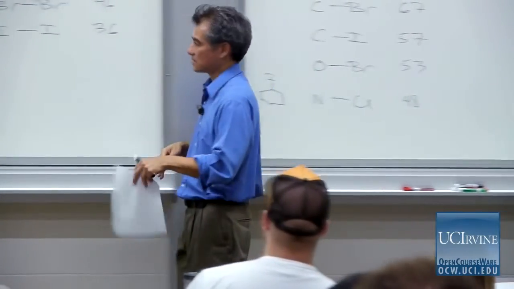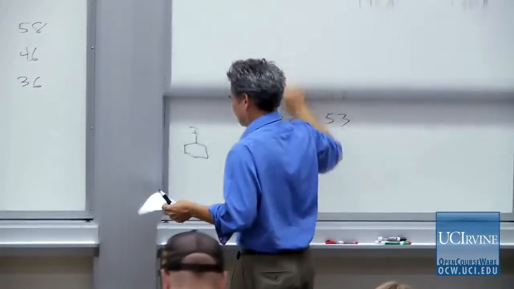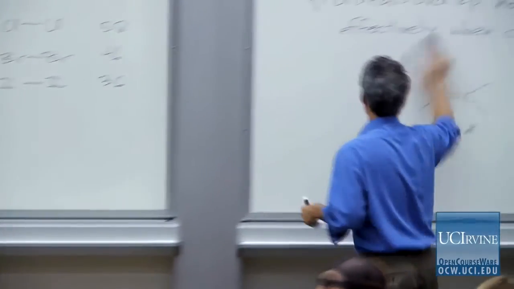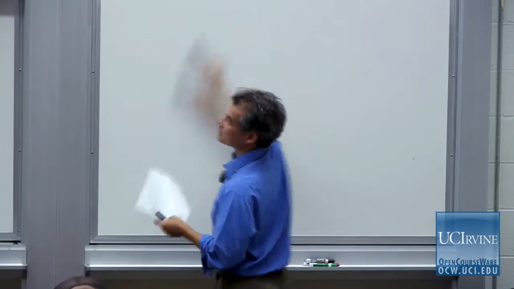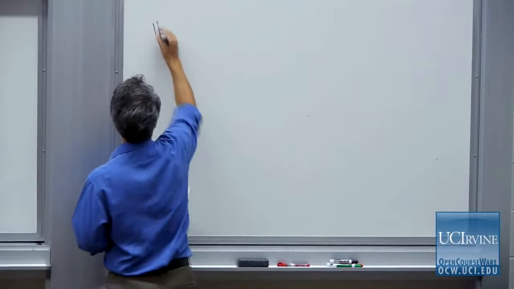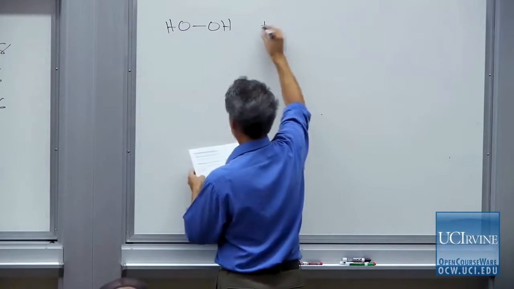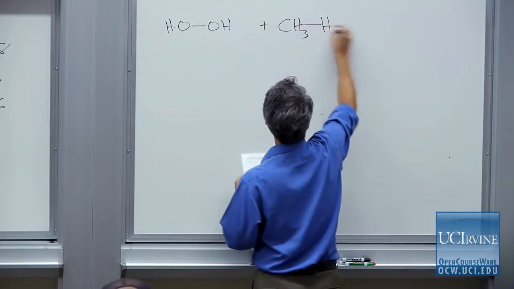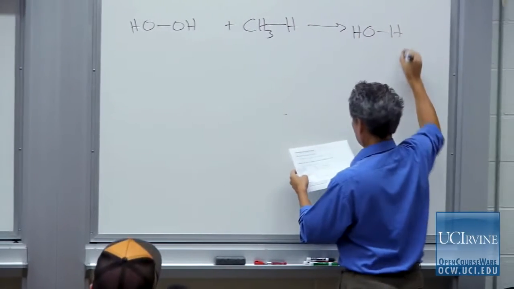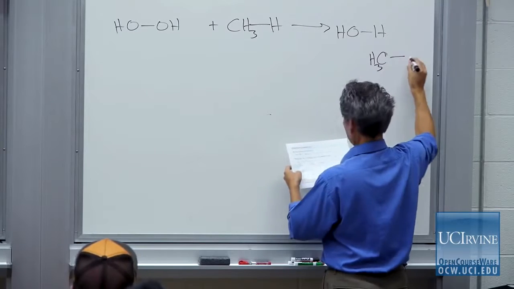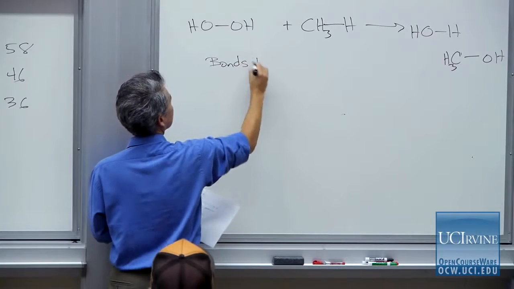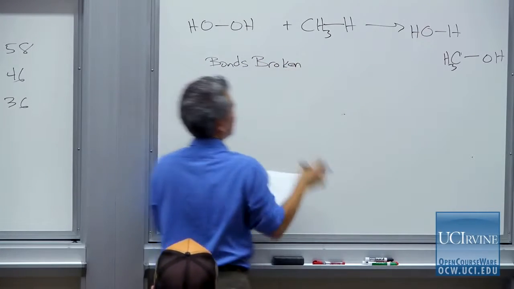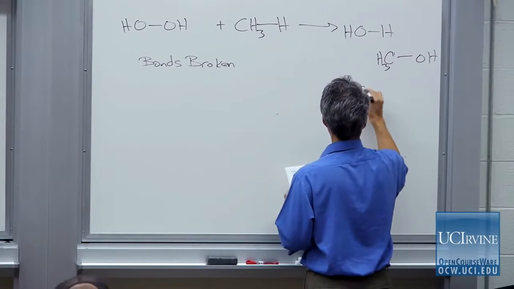Let's go ahead and use these numbers and we'll apply this to this methanol equation. So you can see how we use these numbers and how we add up those bond dissociation energies. And I think I erased my equation, so I'll rewrite it here. And what I want to do is I want to add up all the energies of the bonds broken. And I want to add up all the energies of the bonds formed.